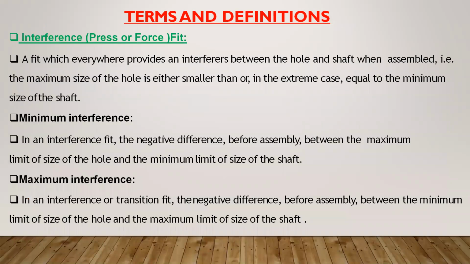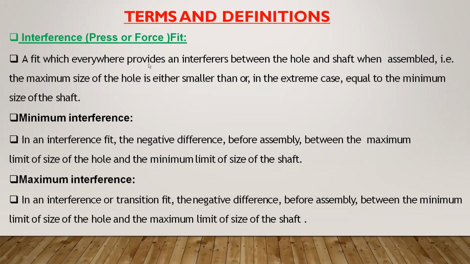Next we are going to see the interference fit, which is also called a press or force fit. Interference means an extended part, that is, the extended part of the shaft. In this interference fit, the outside diameter of the shaft is greater than the hole. So the size of the shaft is larger than the hole.